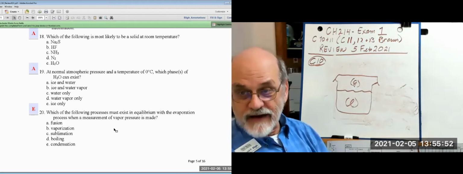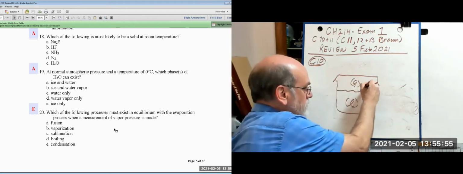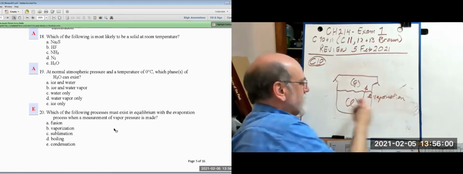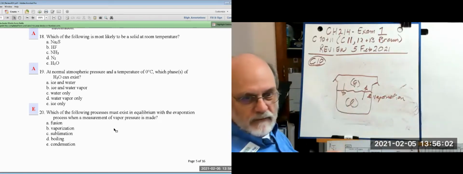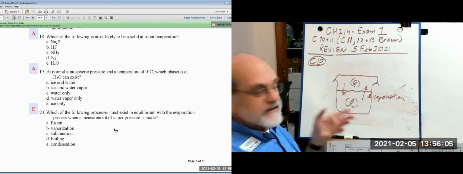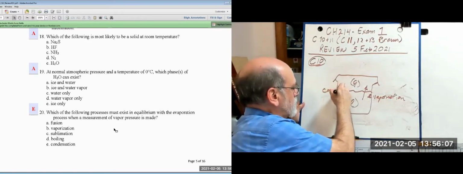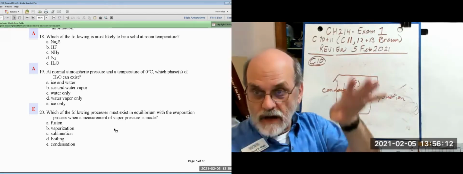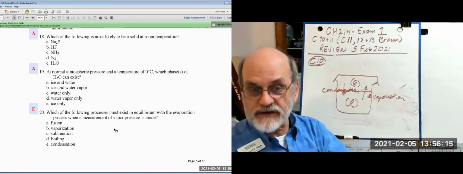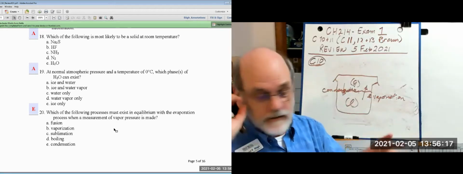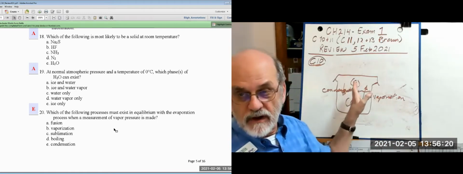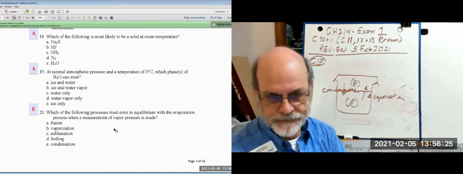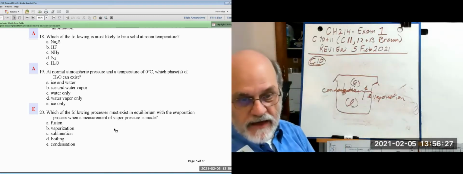And what does that mean for number 20? Two processes: evaporation, going this direction, and what's that called? That's called condensation. Those two processes are going on at the same time at equal rates once you've reached equilibrium and the pressure is not changing anymore, and you haven't changed the temperature. Okay, so E is the answer.